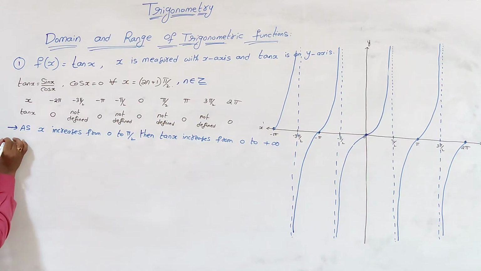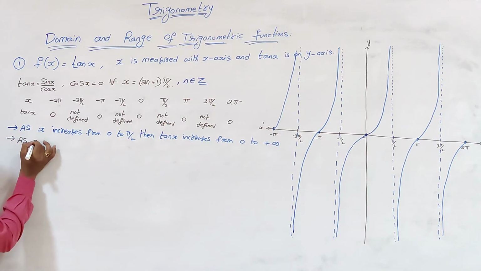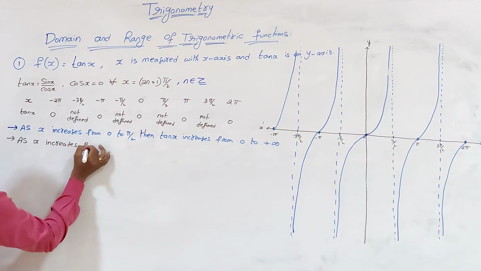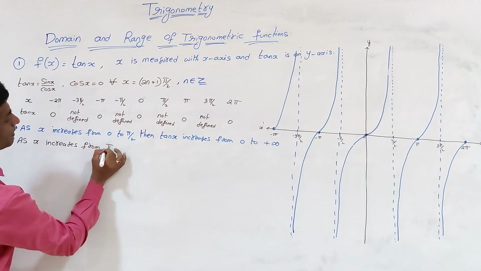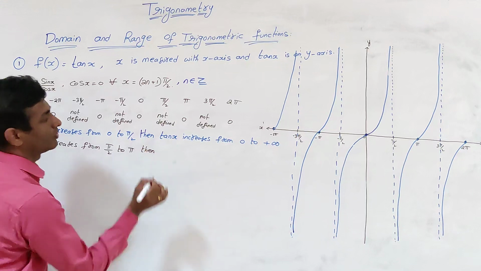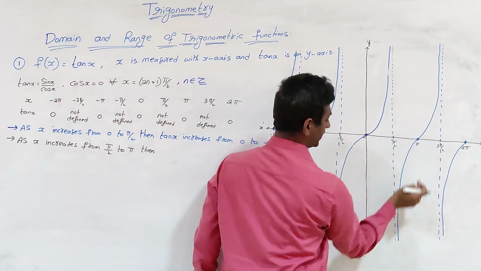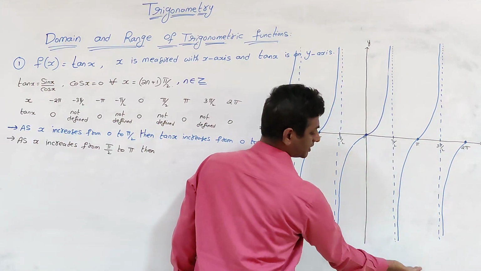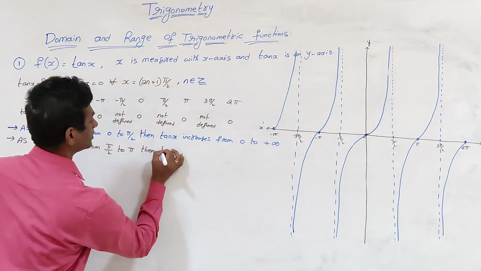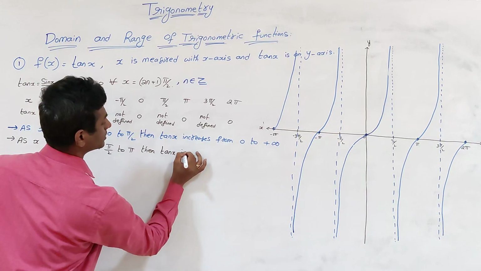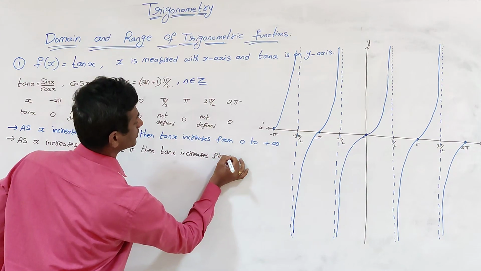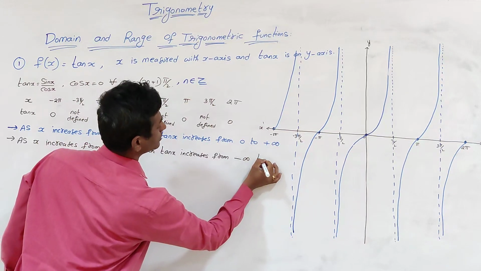Next, as x increases from pi by 2 to pi, then what is happening? From pi by 2 to pi, it is starting from the negative direction and is increasing to 0. Then tan x increases from minus infinity to 0.